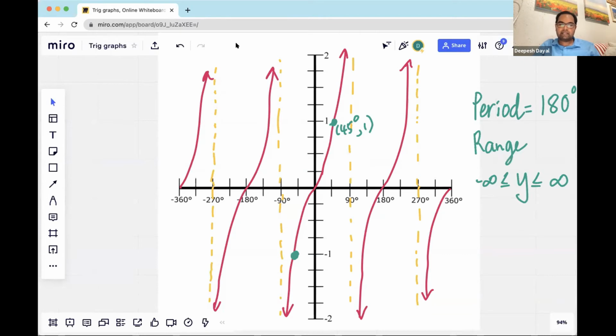It is 180 degrees because this is the full graph, see? Sorry, Lisa? I didn't realize I was unmuted. Okay, no, it's not a problem. Do you have any questions? Okay, great. So the period of this is 180 degrees because it's between 90 and 270, or minus 90 and 90. Does that make sense for you?